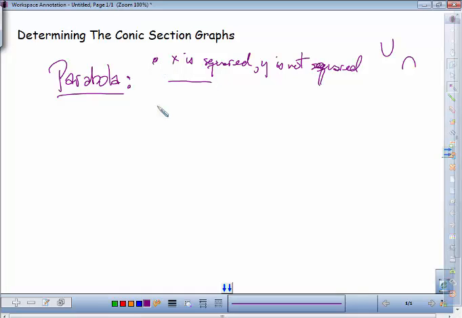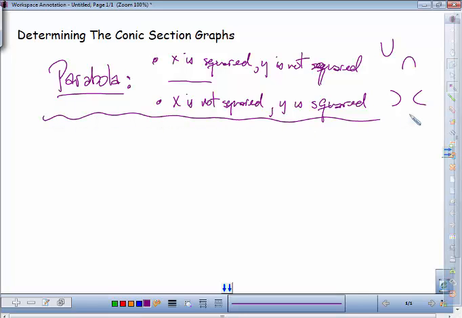And that's a little bit different when x is not squared, but y is. And in those cases, those are parabolas going sideways. So that's the general way to pick it out without doing much work in the beginning, so you know kind of like what to anticipate.